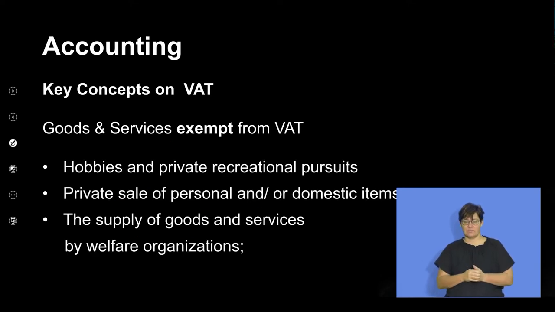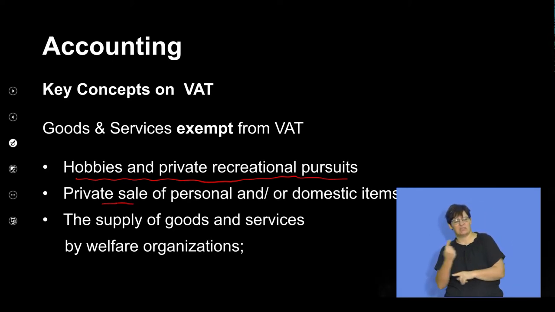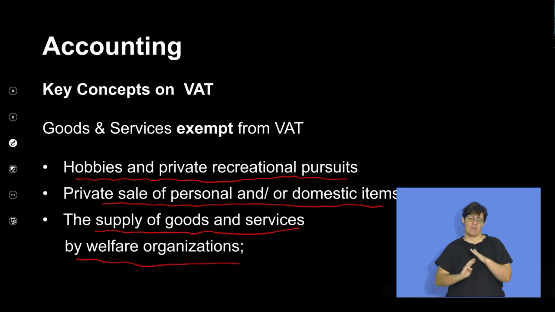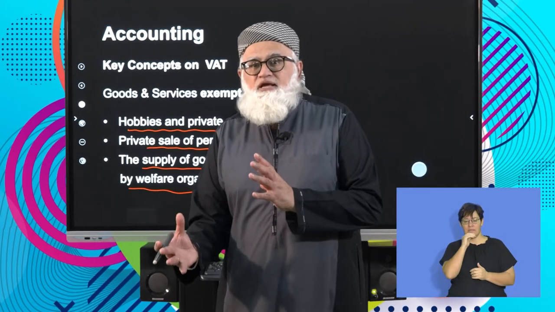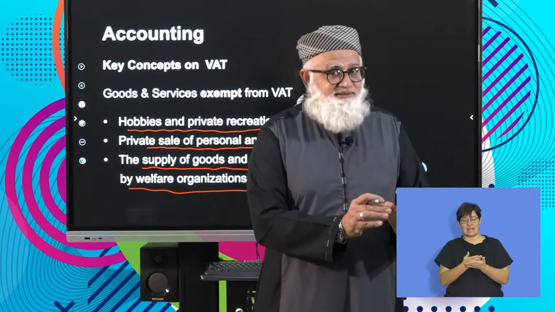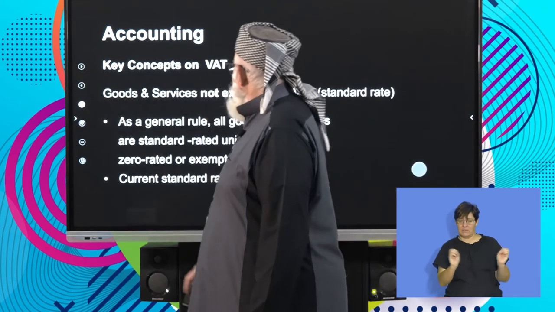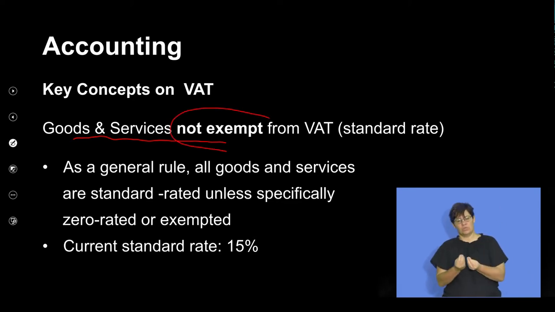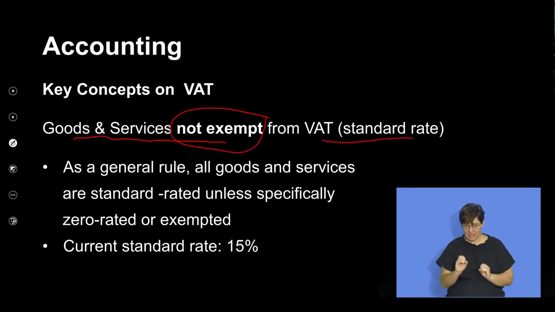Then you have other items, which would be hobbies and private recreational pursuits, private sale of personal or domestic items, the supply of goods and services by welfare organizations. All of these fall within the category of VAT exempt. Continuing, we're saying that generally your goods and services that are not exempt from VAT will have a standard rate. And we all know that the standard rate is 15%.